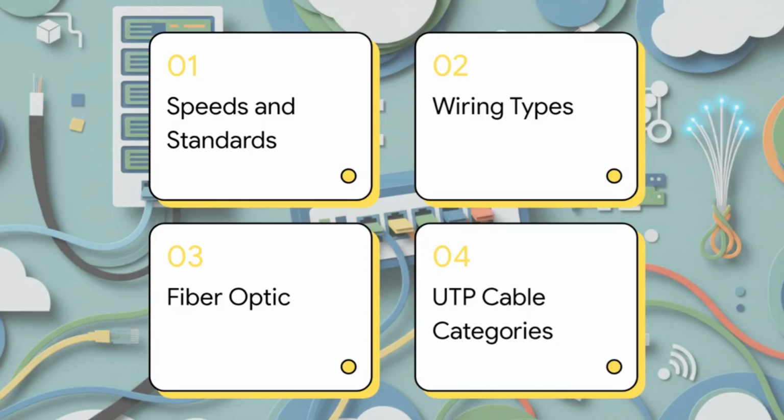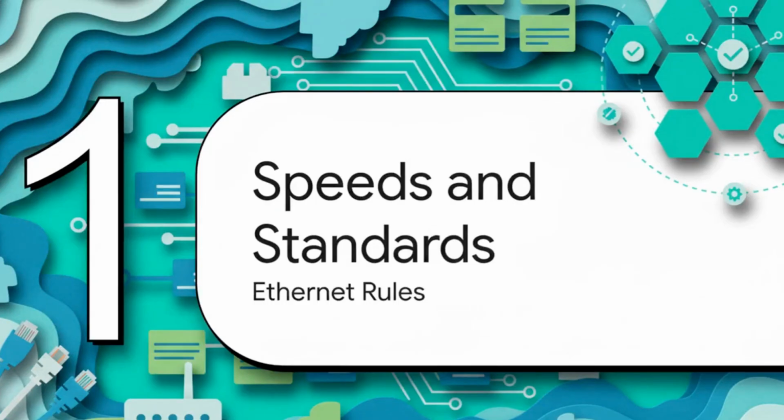So here is our game plan for today. First up, Ethernet speeds and standards. Second, wiring, straight-through versus crossover. Third, pushing boundaries with fiber optic. And finally, decoding UTP cable categories. Let's get to it. All right, kicking things off with Section 1, Ethernet speeds and standards.